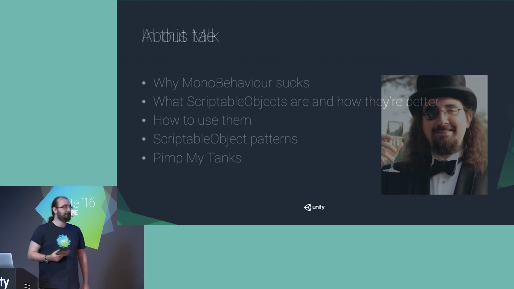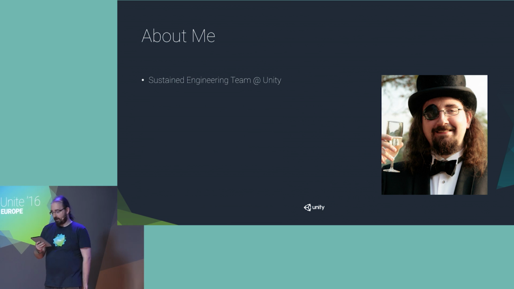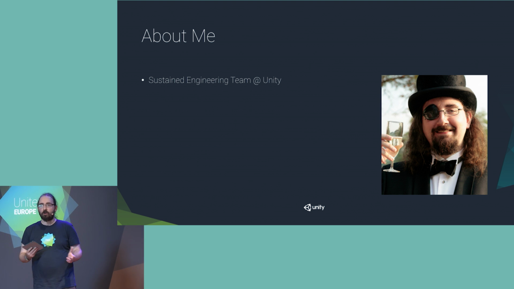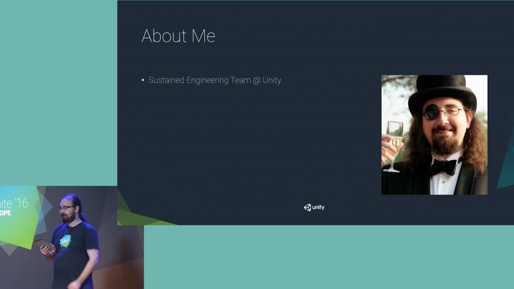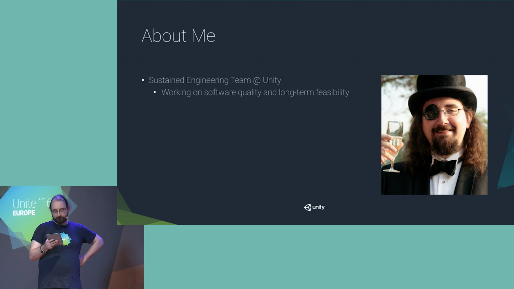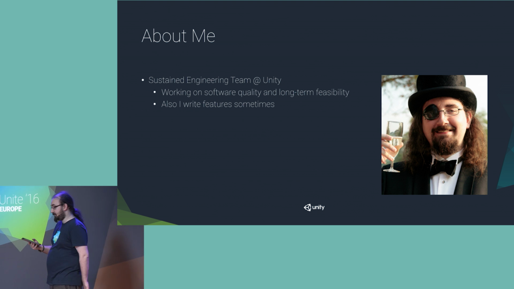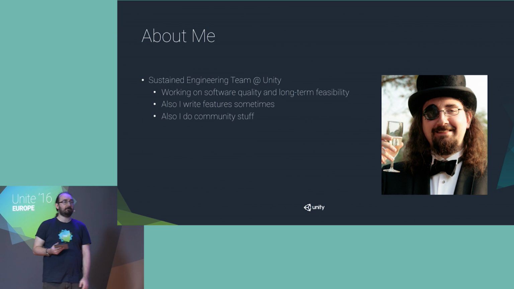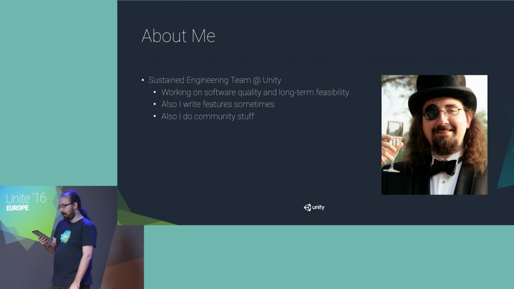So firstly, a little bit about me. I'm in the sustained engineering department at Unity. I work on the quality of Unity and its long-term feasibility as something that we can actually continue to make for a long period of time. As such, I take out hacks from the code base and I put in good things instead. Also, sometimes I write features, culling group, JSON, stuff. It's good. It's fun. And sometimes I do community stuff. Some of you may have seen me on the forums or on Twitter, things like that. I go by the name Superpig.